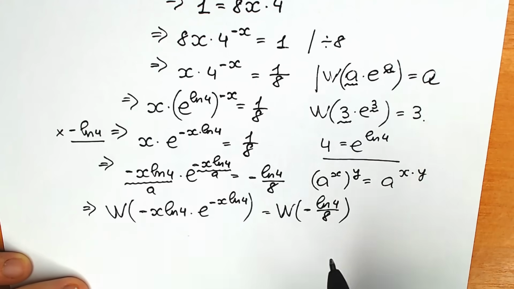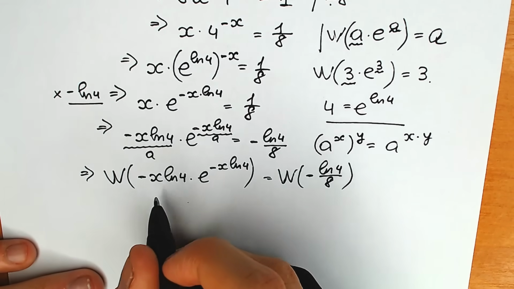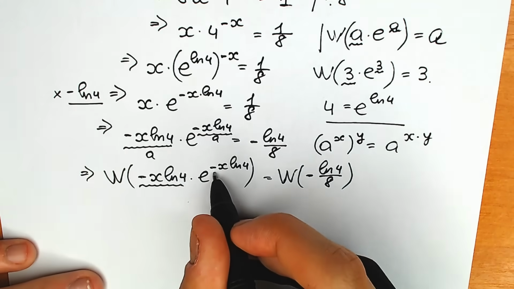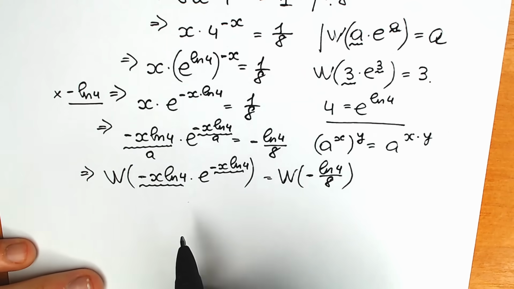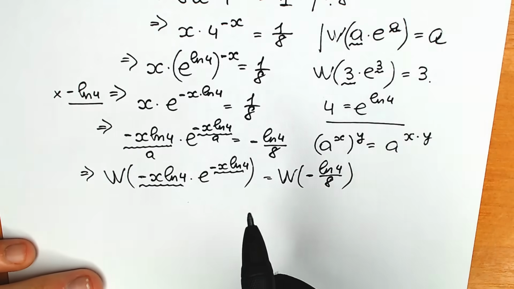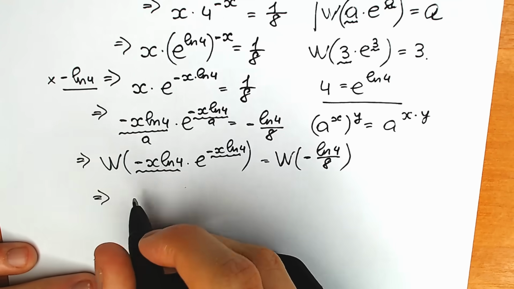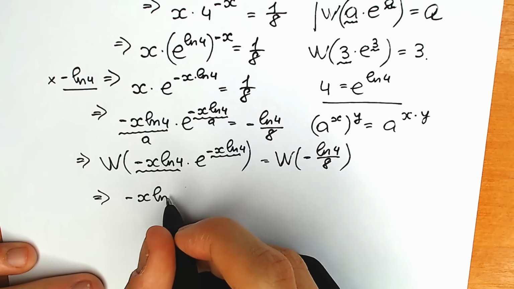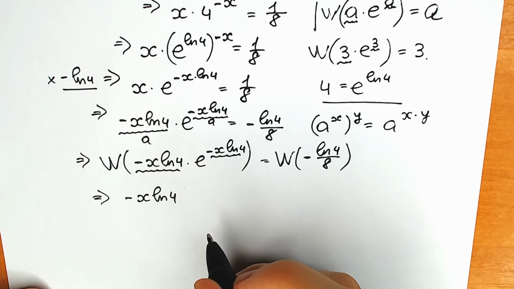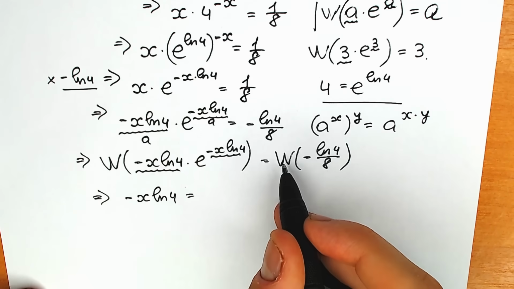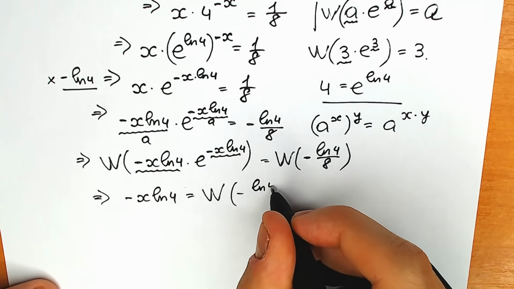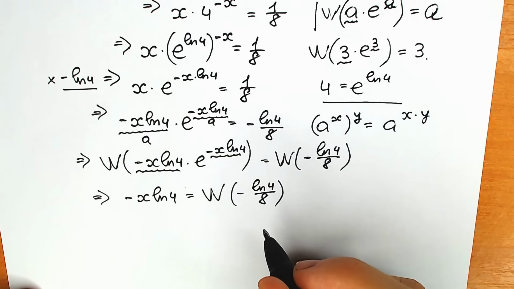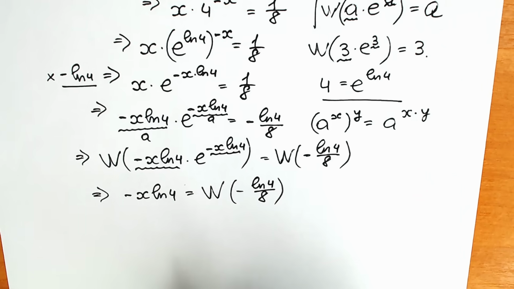Don't forget about the right side, because a lot of people forget about the right side. We need to apply the Lambert W function to both parts. And right now, as I said before, minus x natural log 4, the Lambert W function, we're going to cancel everything except this minus x natural log 4, because that's our identity, that's our formula. So on the left side, we have minus x natural log 4, and on the right side we have the Lambert W function of minus natural log 4 over 8. So after applying the Lambert W function, we have this expression.